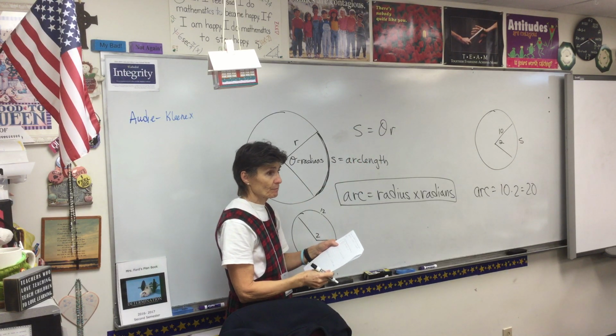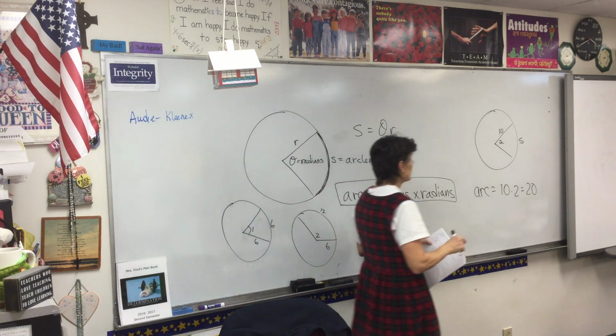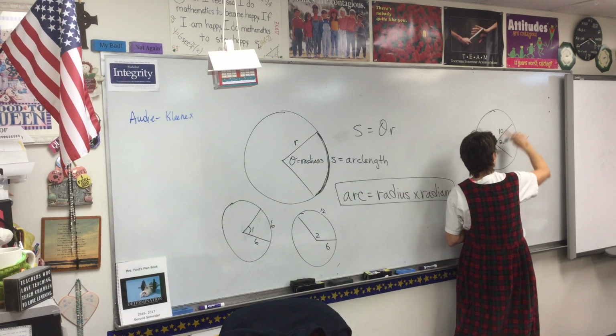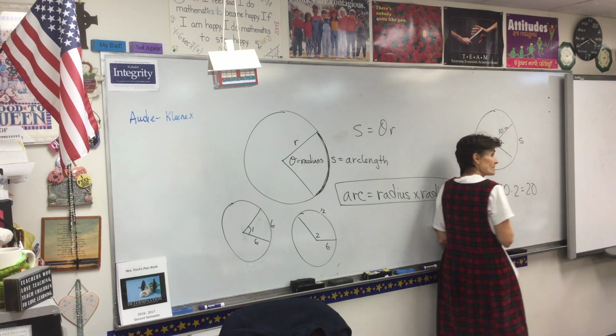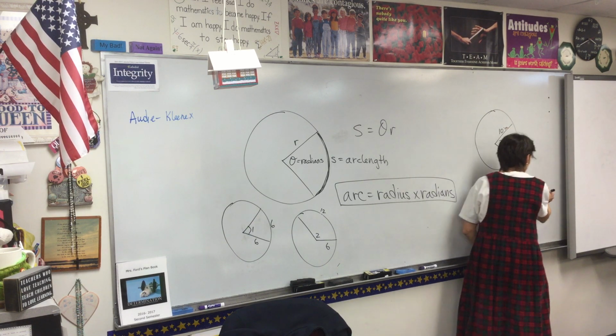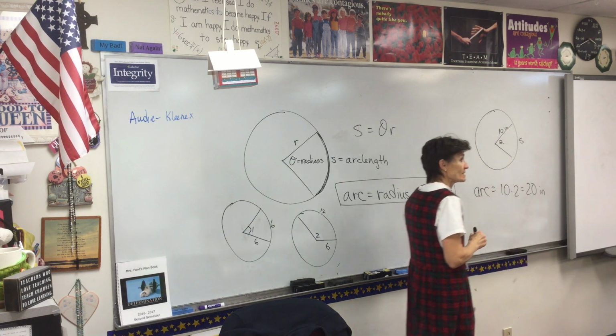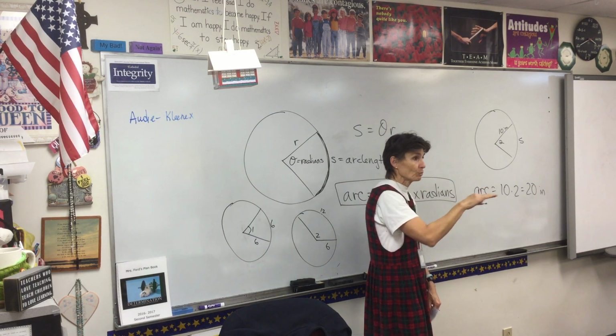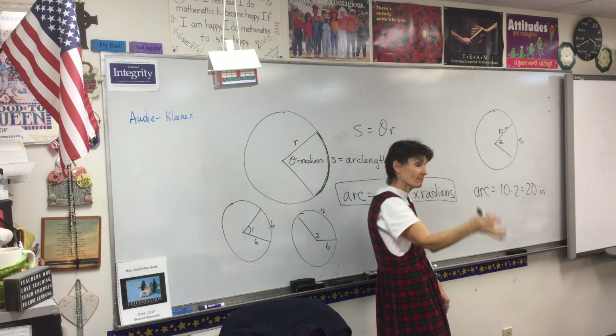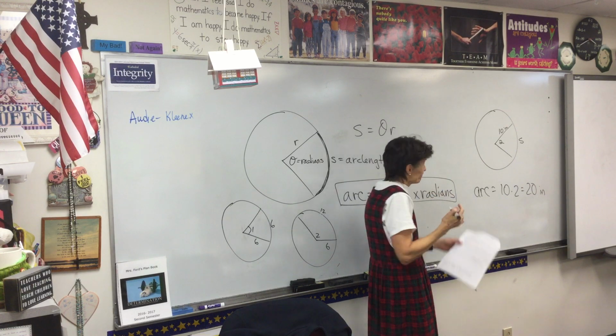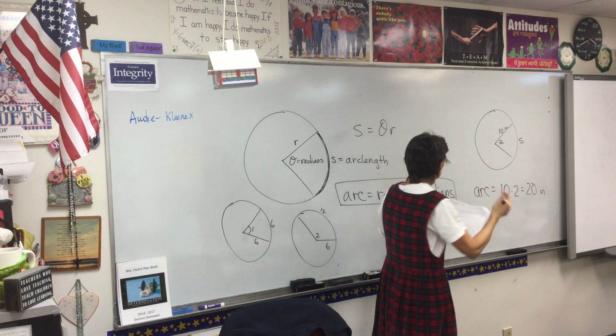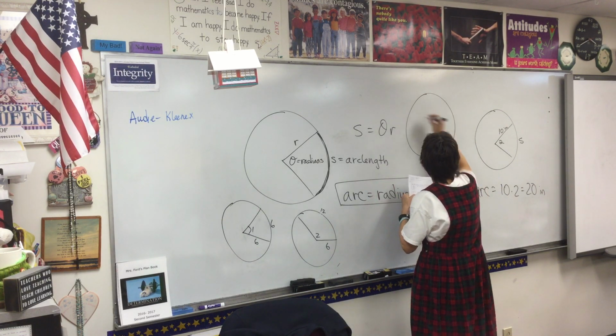One thing that's not in the notes is, let's say the radius was 10 inches, then the arc length would be 20 inches. Does that make sense to you? Whatever unit the radius is, that's the unit of the arc length. That's pretty easy. Let's look at B.